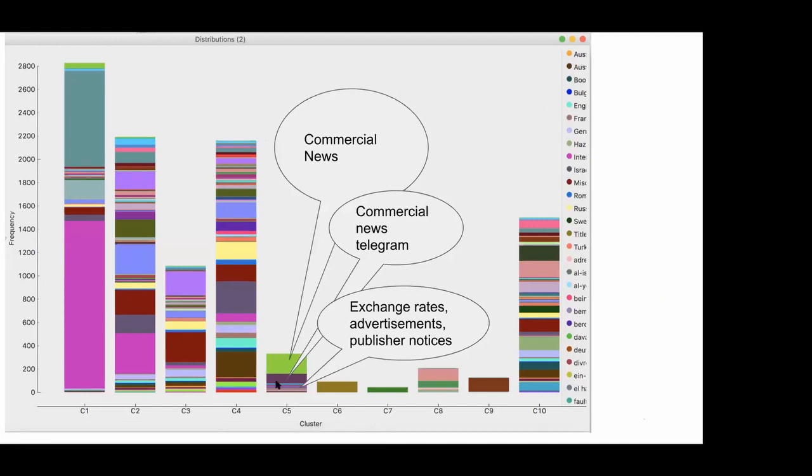The green and the other ones make a lot of sense as a cluster. These are the commercial news and commercial news telegrams. So if I was wondering before, now I know there's no essential difference between them. They are similar in the eyes of the computer. And they are clustered together with these exchange rates, advertisements, publisher notices, which usually say something about the price of the newspaper and the frequency. So it's a lot of numbers.